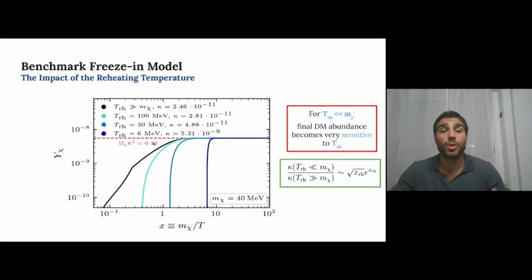In addition, as we lower the reheating temperature significantly below the dark matter mass, the required portal coupling kappa increases significantly. We can understand the required enhancement in kappa analytically by solving for the yield evolution in the limit when the reheating temperature is much below the mass of the dark matter, and compare it to the relic abundance of the conventional result where the reheating temperature is much larger than the dark matter mass. And when we did that, we find that the enhancement is roughly exponential in x reheating, as one would expect from the need to counteract the exponential Boltzmann suppression.